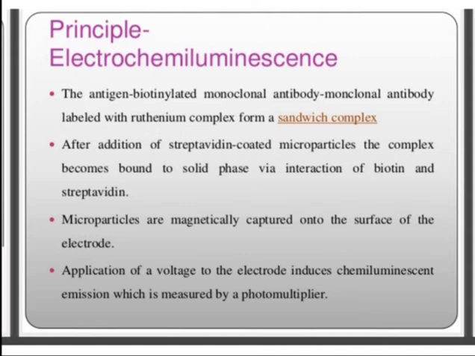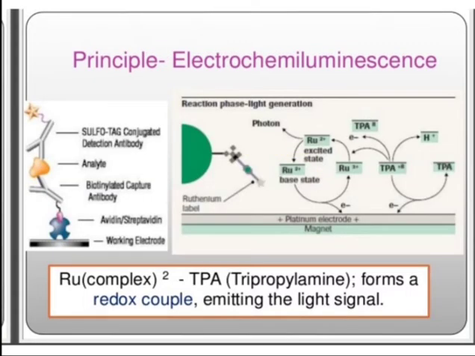Due to addition of streptavidin, the complex becomes stronger and tightly bound, and the interaction of biotin and streptavidin occurs, and these microparticles are magnetically captured on the surface of the electrode. When a voltage is applied to the electrode, this induces the chemiluminescent emission, and this chemiluminescence is measured on the photomultiplier tube. This is the principle of electrochemiluminescence.